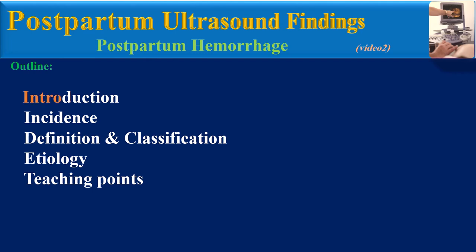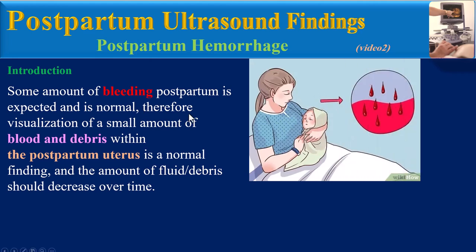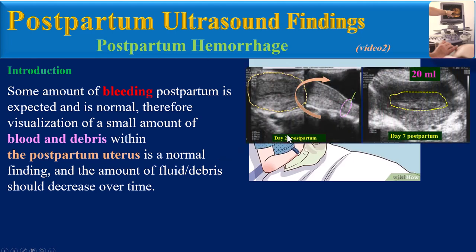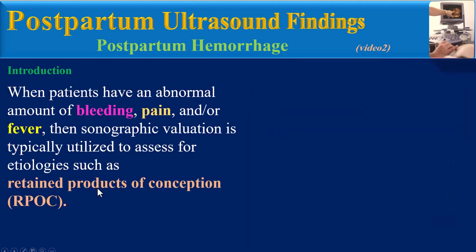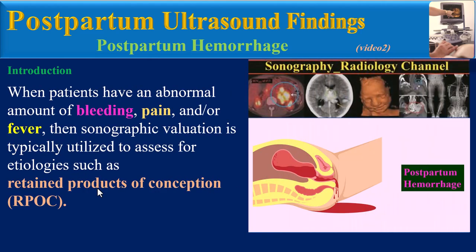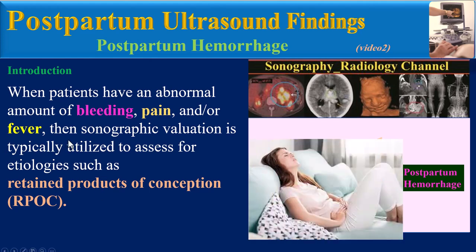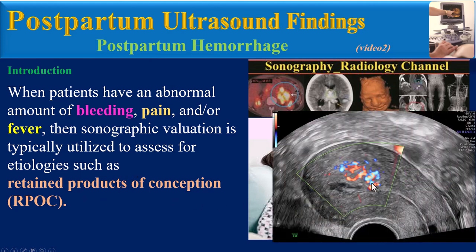At first, introduction. Some amount of bleeding postpartum is expected and is normal. Therefore, visualization of a small amount of blood and debris within the postpartum uterus is a normal finding, and the amount of fluid or debris should decrease over time, as I explained in video 1. When patients have an abnormal amount of bleeding, pain, and/or fever, then sonographic evaluation is typically utilized to assess for etiologies such as retained products of conception.